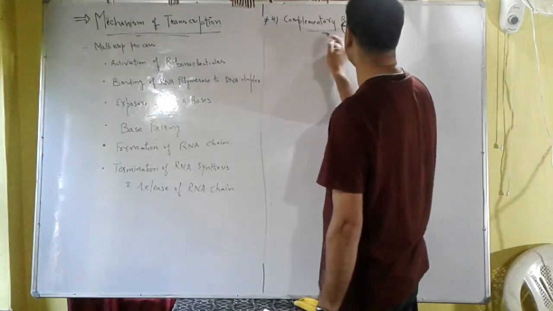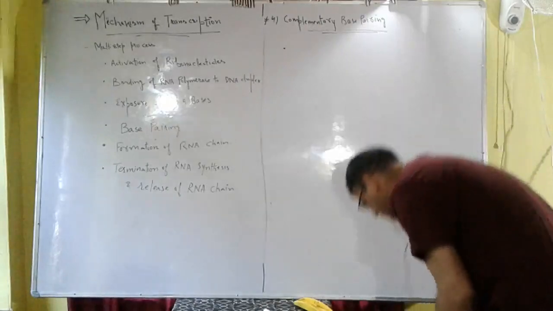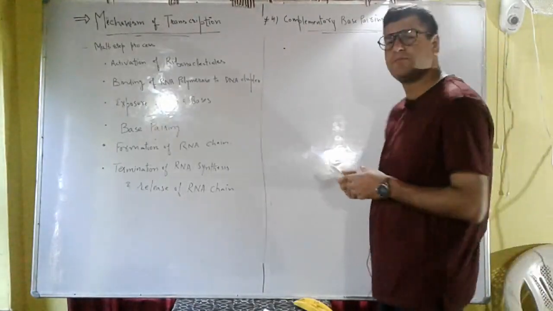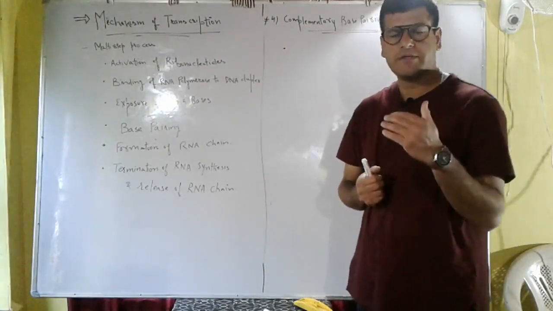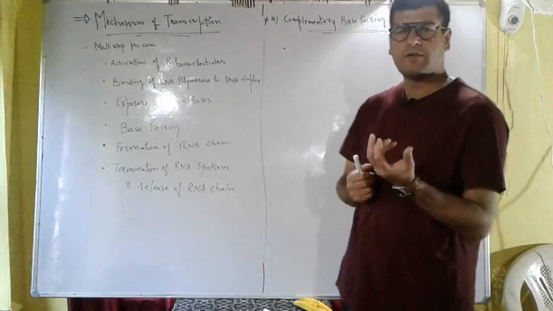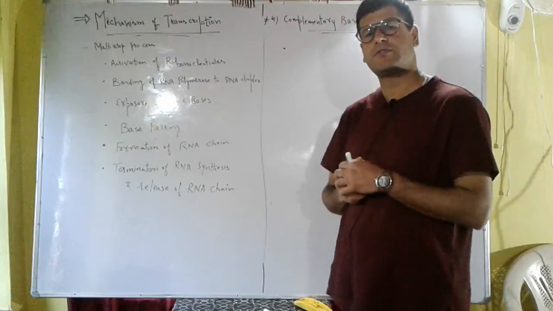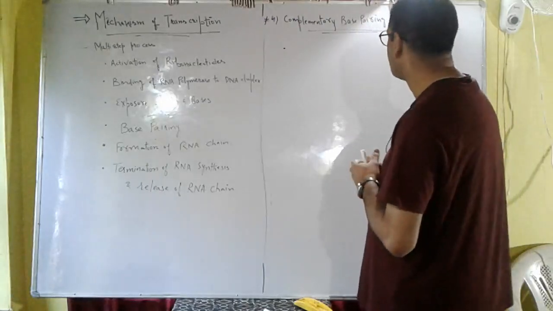Complementary base pairing. What do you mean by complementary base pairing? This complementary base pairing is according to the Watson and Crick base pairing rule. That means, in case of RNA, adenine pairs with uracil, uracil pairs with adenine, guanine pairs with cytosine, cytosine pairs with guanine. This is the complementary base pairing rule.